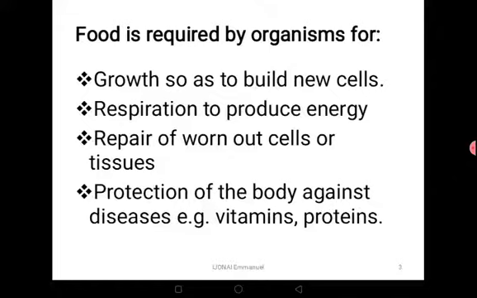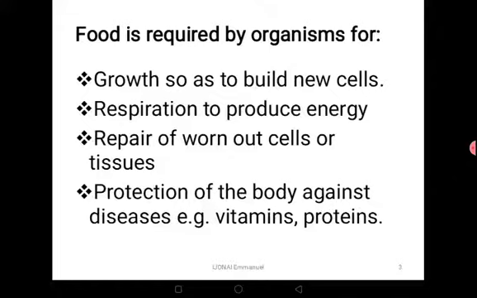Food is also required for repair of worn out cells and tissues in the body. So all the time there are very many tissues and cells that get worn out. For example, we have the red blood cells. Their lifespan is 120 days. So every 4 months, we have to replace our red blood cells. So the production of red blood cells requires some materials from the food sources that we eat.